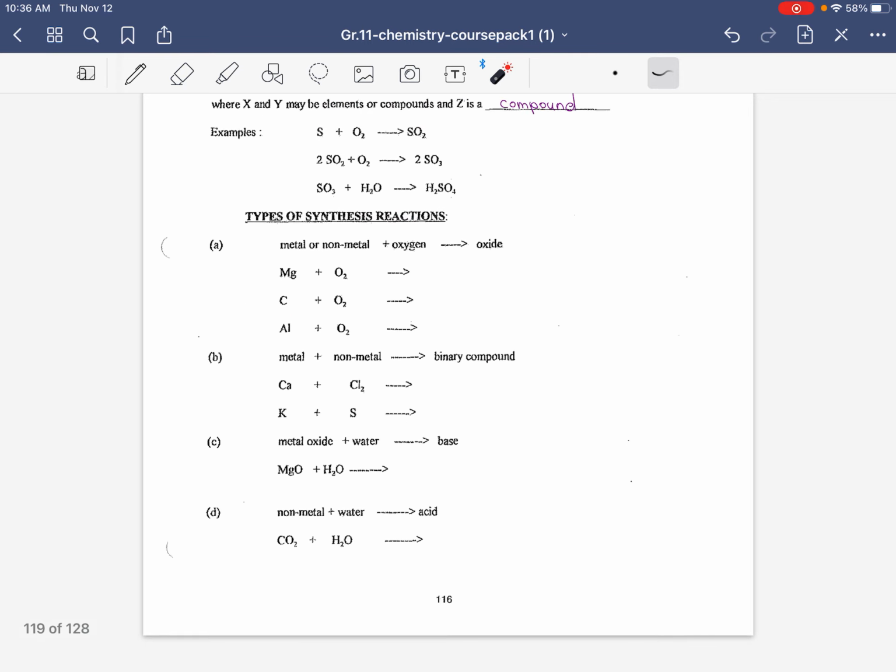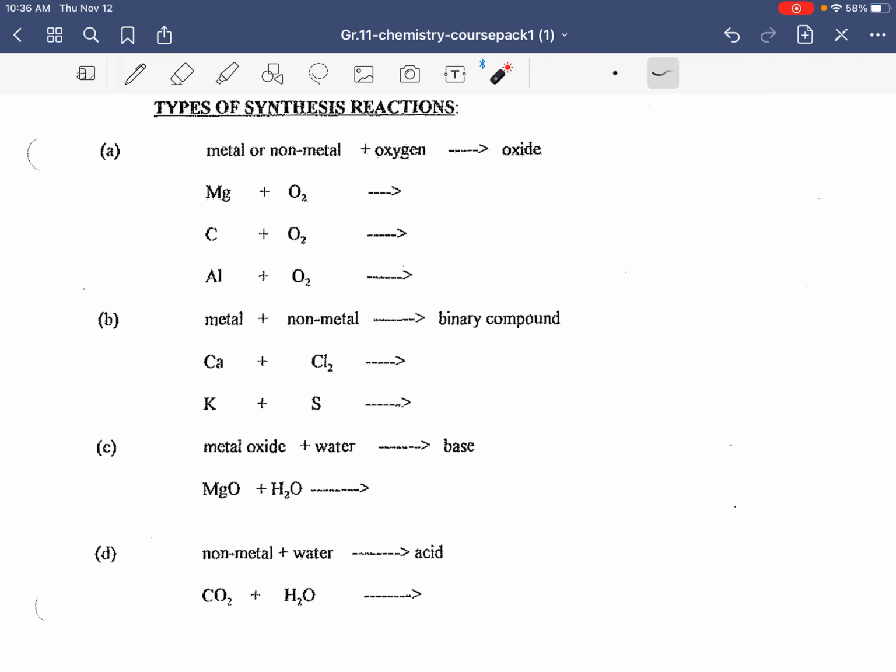So let's take a look at the different types of synthesis reaction. I have 4 general types. There are actually more, but these 4 are, I guess, the most general of all general types. The first one: if you have a metal reacting with oxygen gas, or a non-metal reacting with oxygen gas, you form what we call oxides. It could be a metal oxide, it could be a non-metal oxide. The idea here is based on what's in the reactants.